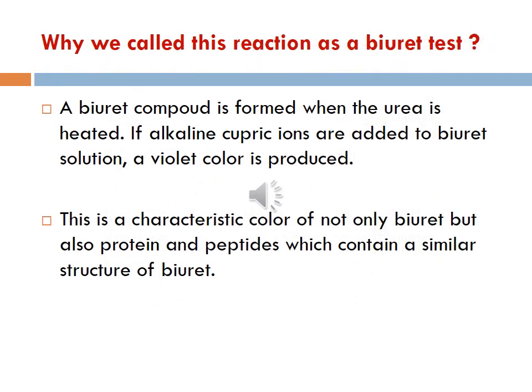Why do we call this reaction a Biuret test? Biuret: bi means two. Biuret means two molecules of urea. We call this test a Biuret test because the same color can be produced by heating urea in the presence of an alkaline condition and a copper ion. Heating urea under these conditions results in a colored complex called a Biuret compound, which has a purple or violet color.